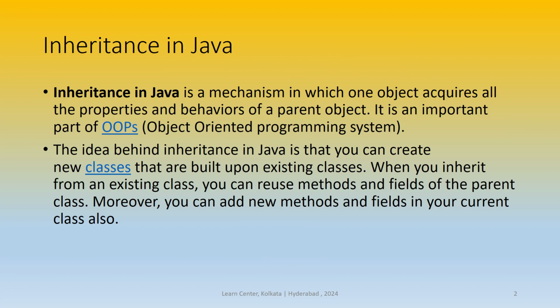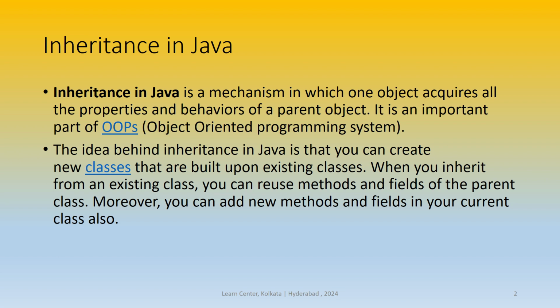Inheritance in Java is a mechanism in which one object acquires all the properties and behaviors of a parent object. It is an important part of OOPS, that is Object-Oriented Programming System.